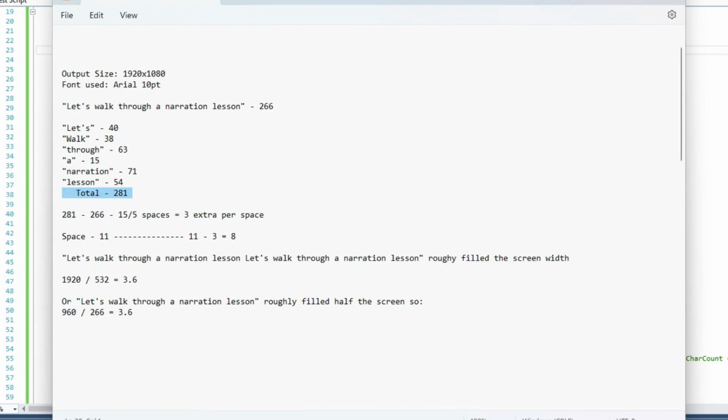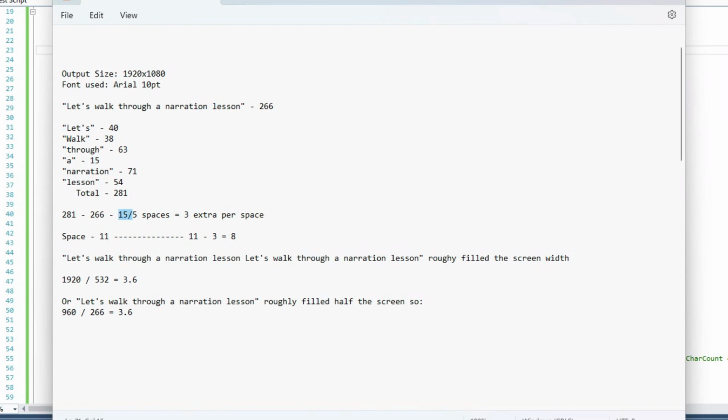That's a total of 281. Now we noticed that the 281 and the 266 didn't match. So what was the difference? Well, our 281 minus 266 was 15. And so we had 5 spaces in here. We had between let's and walk, between walk and through, between through and a, between a and narration, and between narration and lesson. There were 5 spaces.